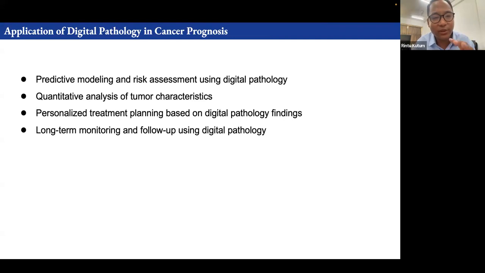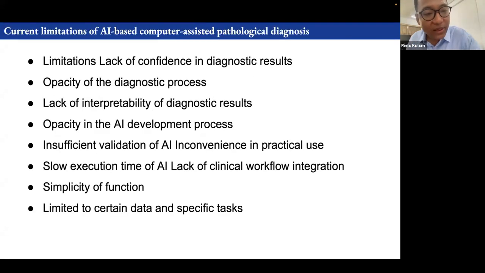We are in a field where we are more interested in understanding how the tissues of a particular patient vary, and why changes occur, from an ecological point of view of the tumor, at the tissue level. That brings us to the latest developments in personalized treatment plans, which can be informed by the findings from digital pathology. It also allows us to do long-term monitoring and follow-up of patients very effectively.